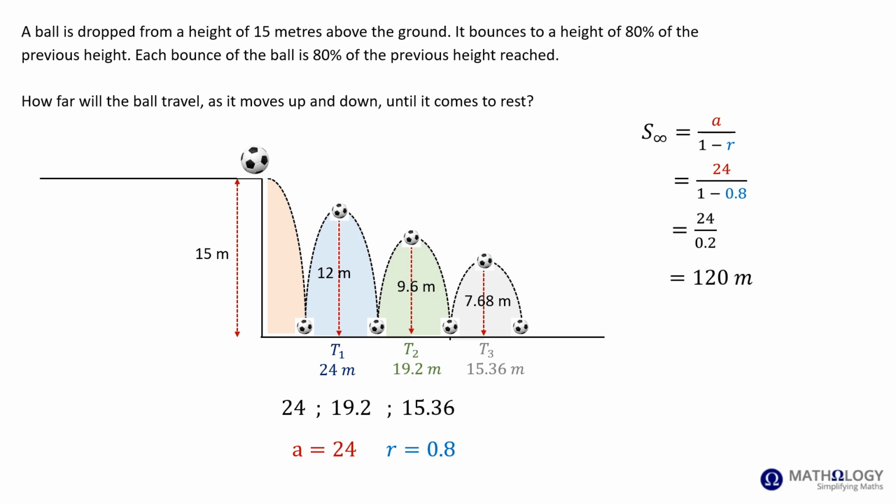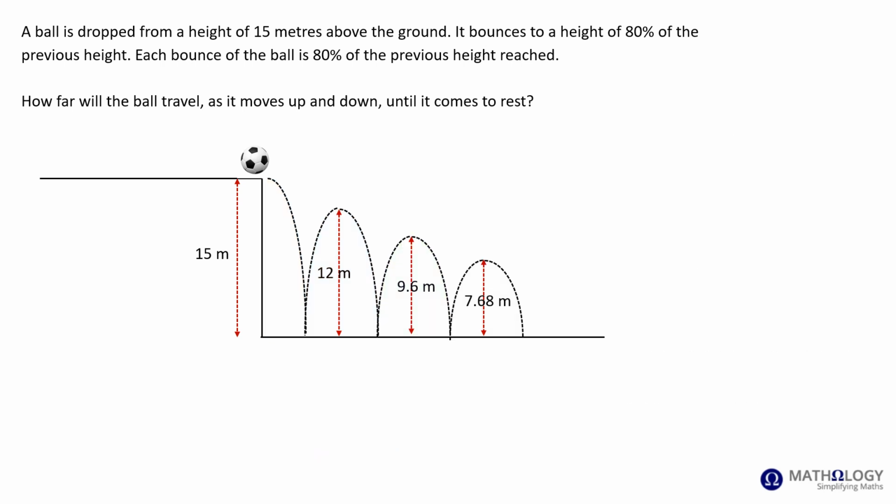This distance is the total distance traveled by the ball once it has struck the ground for the first time, until it stops bouncing. Therefore, the total distance traveled by the ball, from the time it is dropped, is 15 meters plus 120 meters, which is 135 meters.